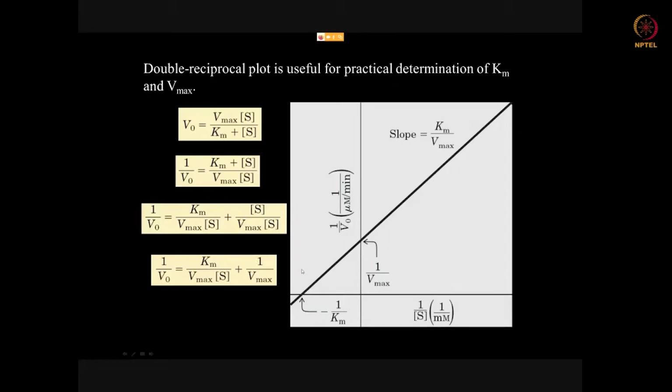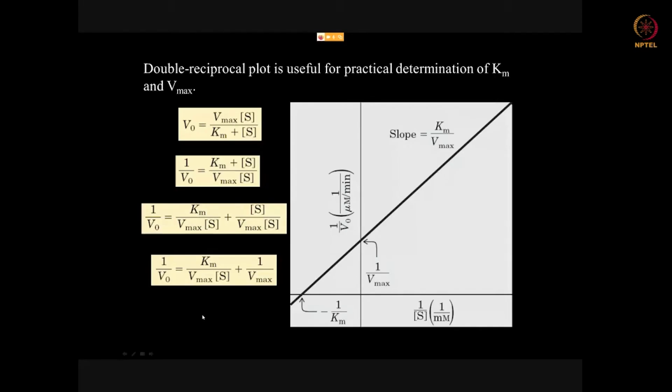1 by V0 equals Km by Vmax S plus 1 by Vmax. This is called the double reciprocal equation because you are taking a reciprocal on both sides of the Michaelis-Menten equation, and this makes it easier to plot very accurately, because it's a linear line. Calculating slope is very easy, and it gives an accurate measurement of Km and Vmax. So this is the equation that practically people use in a lab to evaluate the catalytic efficiency of an enzyme.